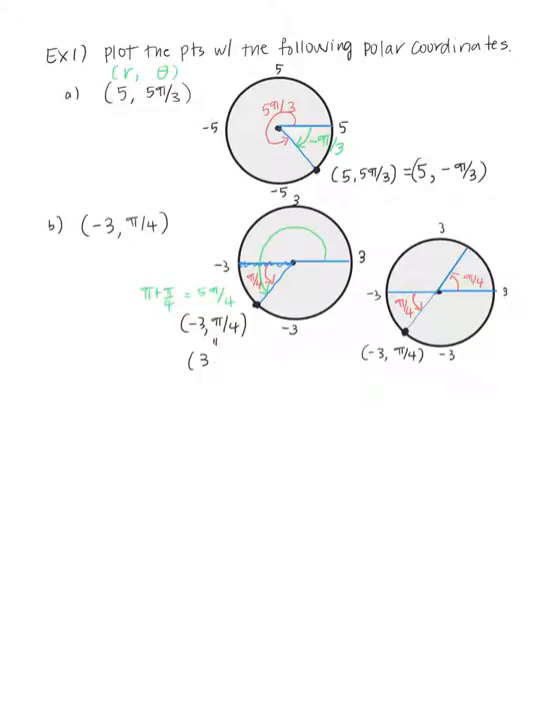So another representation would be 3 comma 5 pi over 4. Of course, you can start from 3 and revolve the other side as well. But anyways, this is just another representation for negative 3 comma pi over 4. Let's do another one. So try this on your own and see what you get.